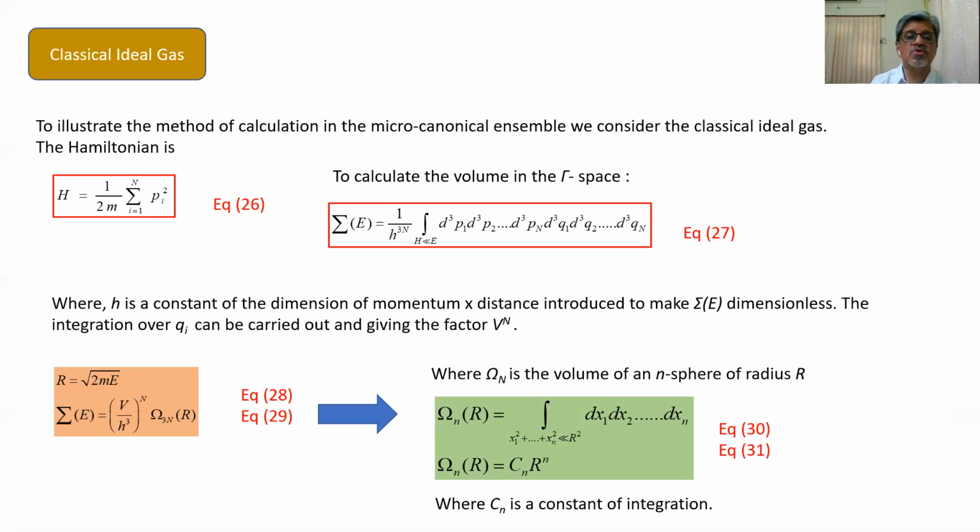And here we have introduced in the denominator the constant h. So h is a constant of the dimension of momentum multiplied by distance, to make the summation Σ(E) dimensionless. In this integral 27, it is integrated over p_i and q_i, so the dimension is momentum multiplied by distance. If we divide by a constant having the dimension of momentum multiplied by distance, the quantity Σ(E) becomes dimensionless. Once it is dimensionless, we can do any mathematical manipulation, multiplication, division, whatever we do, we don't have to worry about the dimensionality. So making it dimensionless is an advantage, and in any further mathematical derivation we don't have to worry about the dimension.